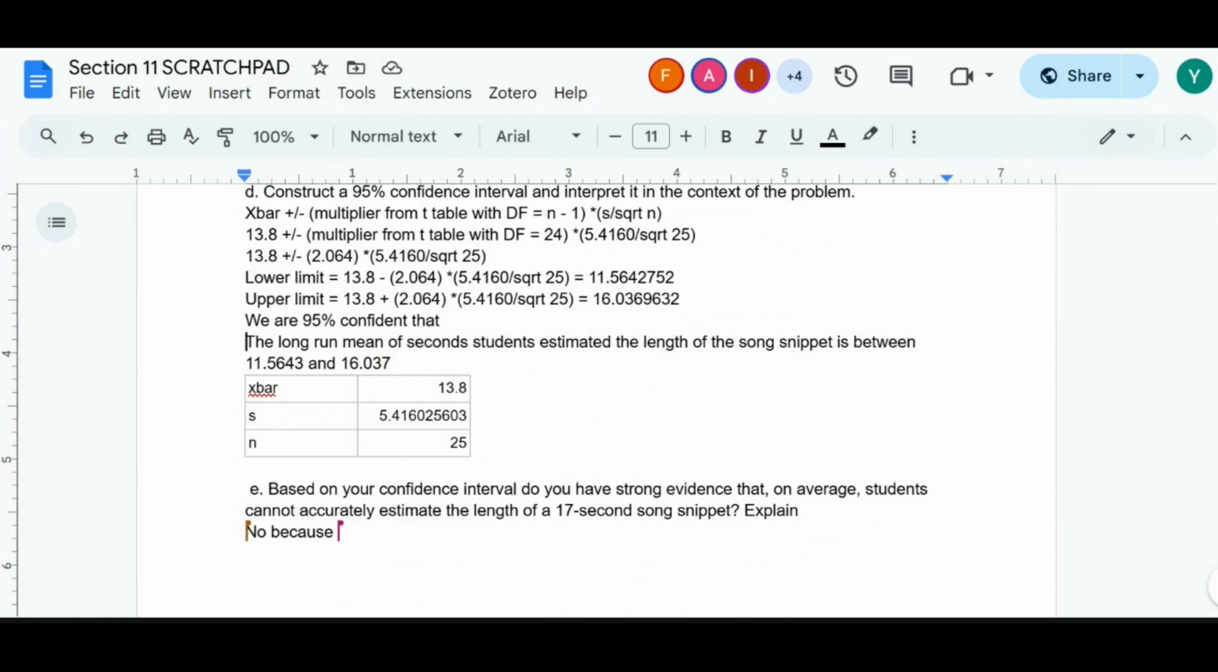The answer is no because, why is it linked to the confidence interval? That's the whole point of statistics: not to use anecdotal evidence. You can't say, well, because 13.8 is way below 17. How far below? Use the confidence interval to argue. Why do you say that they can't accurately estimate on average? Why do we say I don't think they can on average? Because look at the confidence interval carefully.